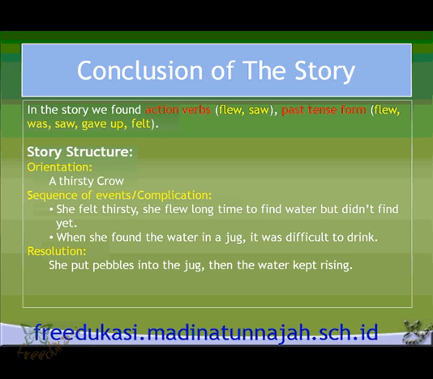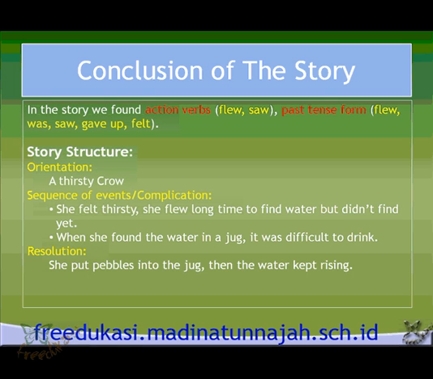The conclusion of the story. As I told before, the language features in narrative text: the first is action verbs and the second is past tense form. In the story, there are some action verbs such as flew, saw, or felt. Those are action verbs. And the second is past tense form. The verbs flew, gave up, felt are past forms.